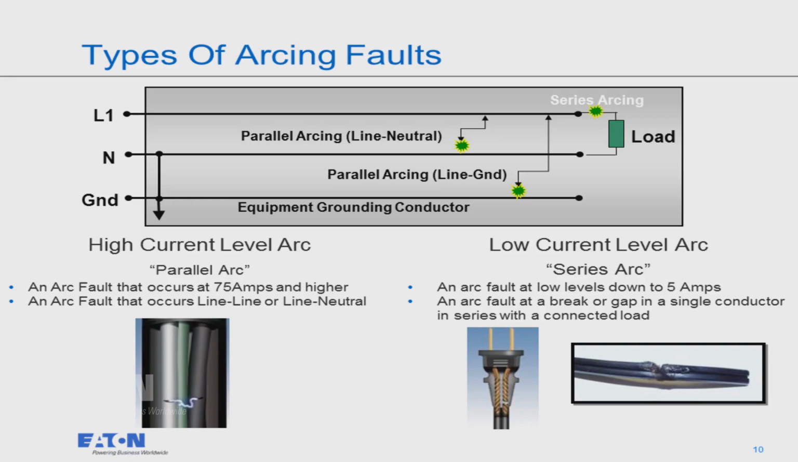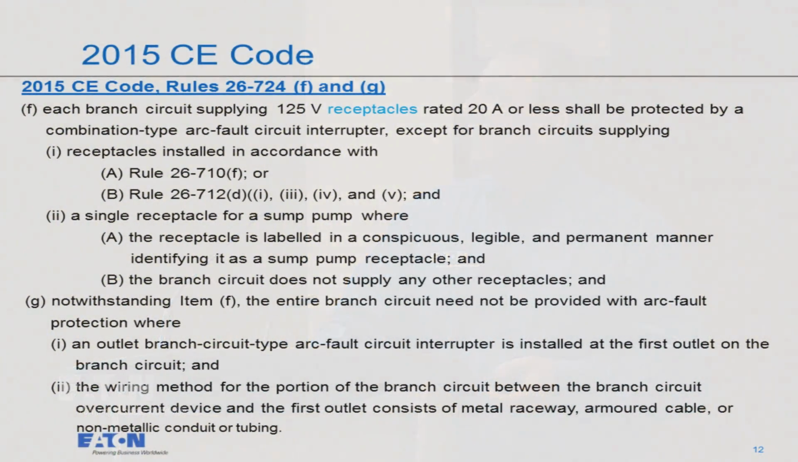That's actually a loose connection or a break in a conductor, in series with a connected load, so that's what we call the series arc. When we're talking about the codes and standards, recent changes have come into play to address both of these types of arcs. This is the actual excerpt from the 2015 Canadian Electrical Code. So this is how it's written.